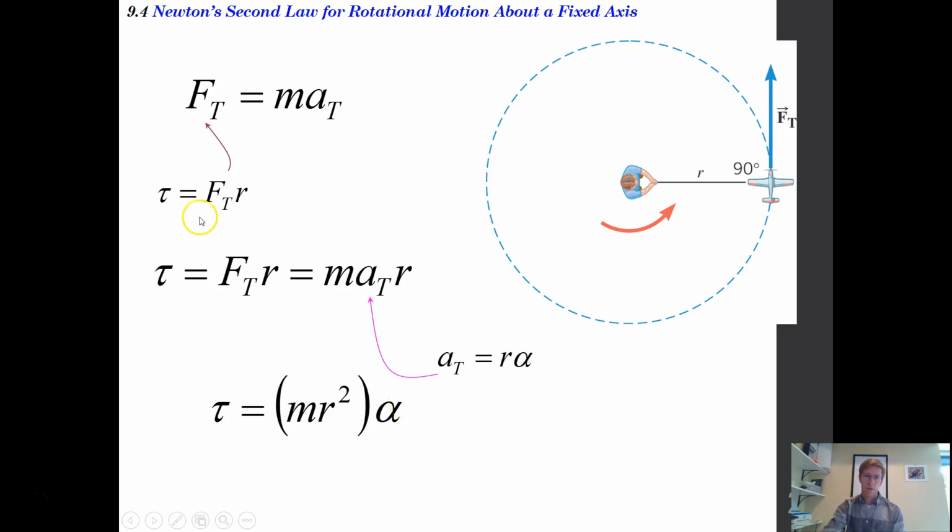Interesting. For Newton's second law, we had force equals mass times acceleration. Now we have a similar pattern: torque equals this thing times acceleration. And that's a pattern I want you to really notice.